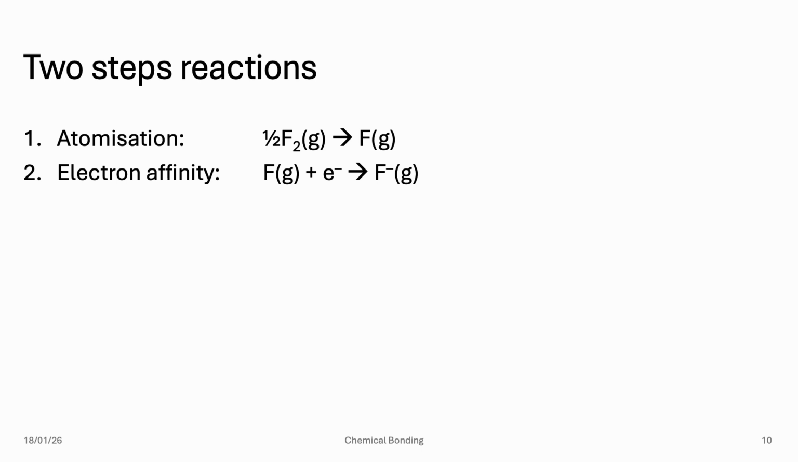The name changes from fluorine to fluoride. You just change the ending of the ion's name from the element's name to form fluoride. So fluorine changed to fluoride. And this is the overall reaction.